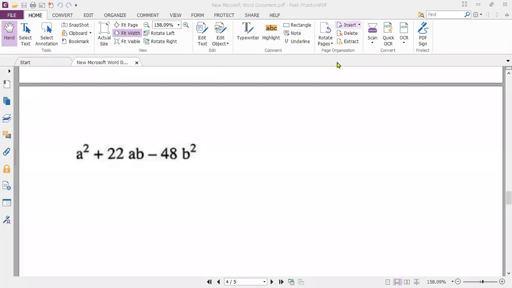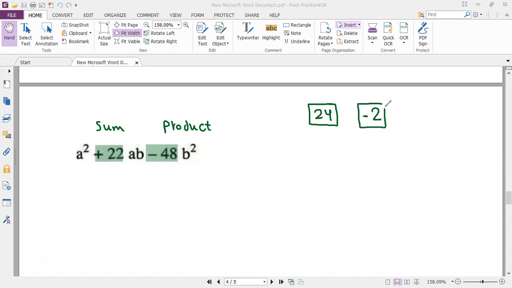Let's go to the next example here. I want to focus on -48 and 22. -48 is the product, and 22 is the sum. So I want to get two numbers, their product -48 and their sum 22. After trying many trials, you will end up with 24 and 2. You know, 24 times 2 is 48. But it's -48, so it's 24 and -2.